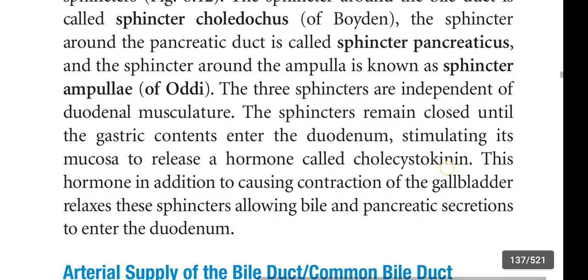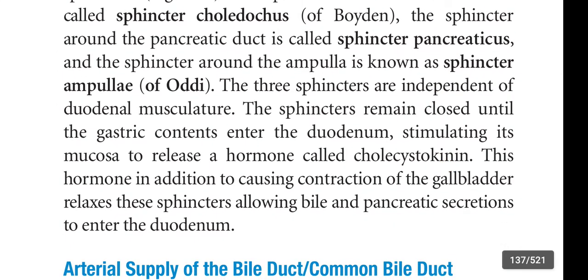The sphincters remain closed until the gastric contents enter the duodenum, stimulating its mucosa to release the hormone called cholecystokinin. I already mentioned this name, cholecystokinin. It maintains the release of bile from the liver and gallbladder. This hormone, in addition to causing the constriction of the gallbladder, relaxes the sphincters, allowing bile and pancreatic secretion to enter into the duodenum. Okay guys, I think it is clear.